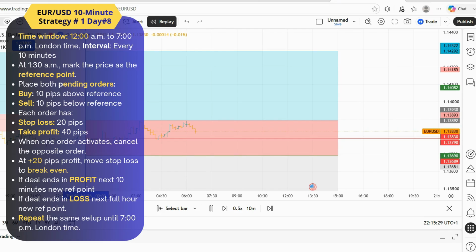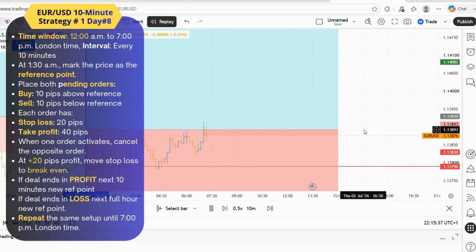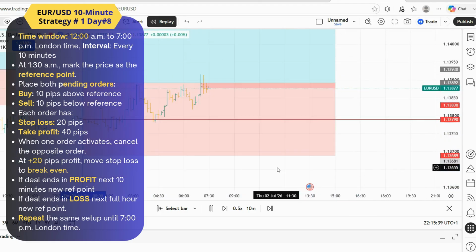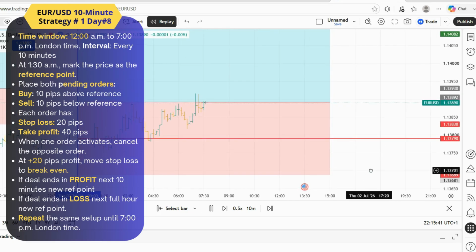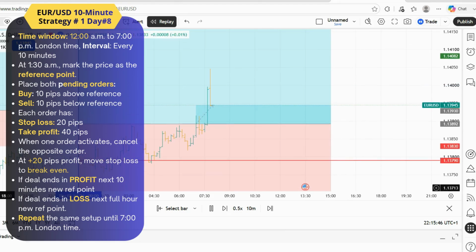10 pips, 15 pips. Then the position reaches approximately 20 pips of profit. This triggers our break-even rule. The stop loss is moved from its original position to the entry price. The trade is now protected. From this point onward, even if the market reverses sharply, the position should close around break even rather than becoming a full 20 pip loss.